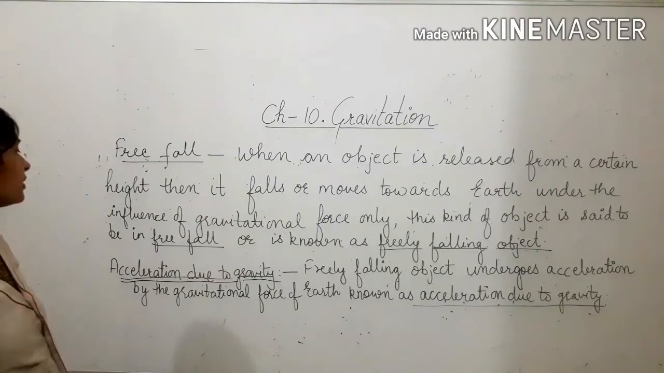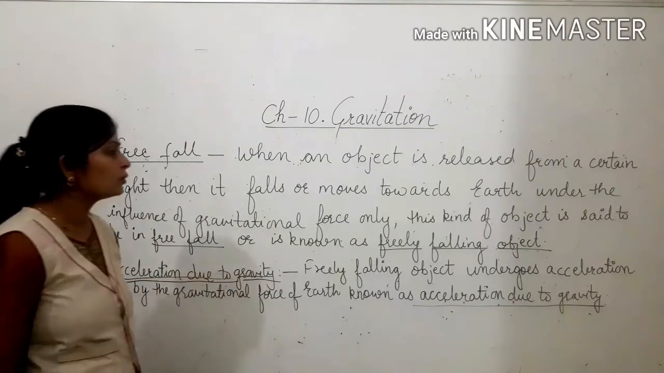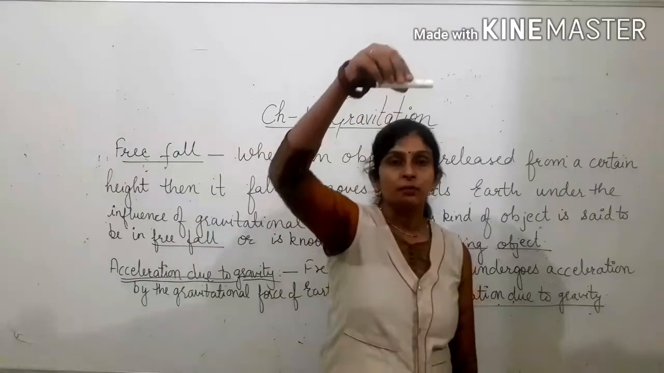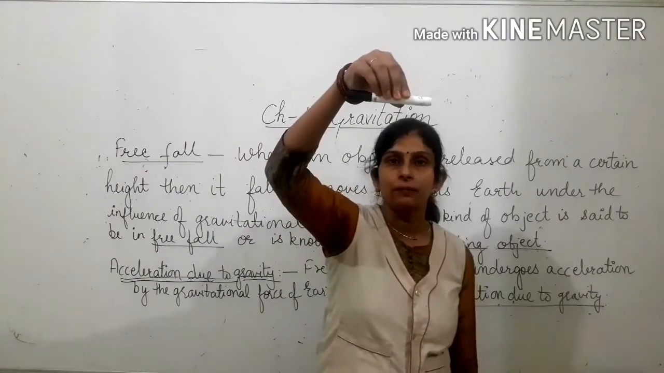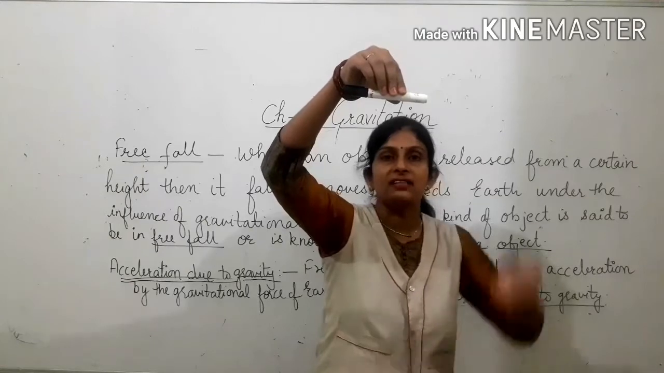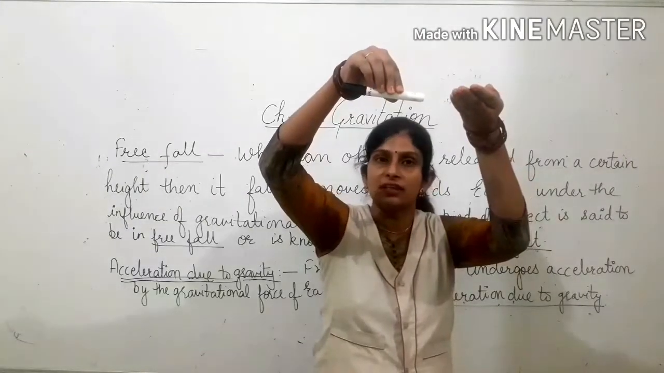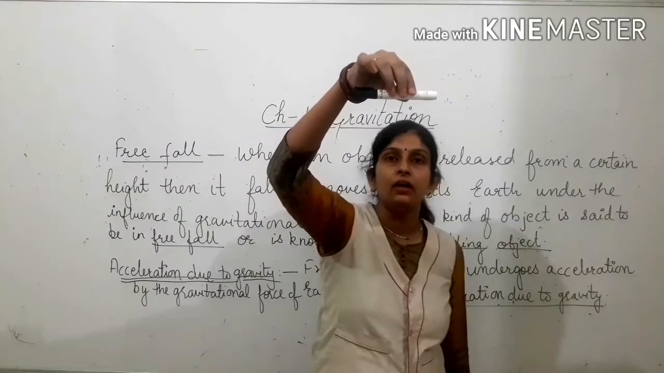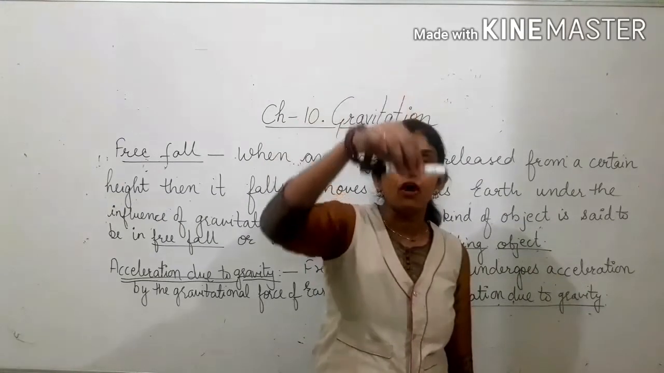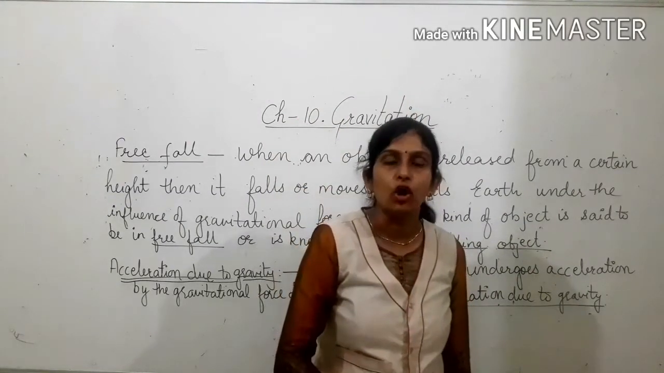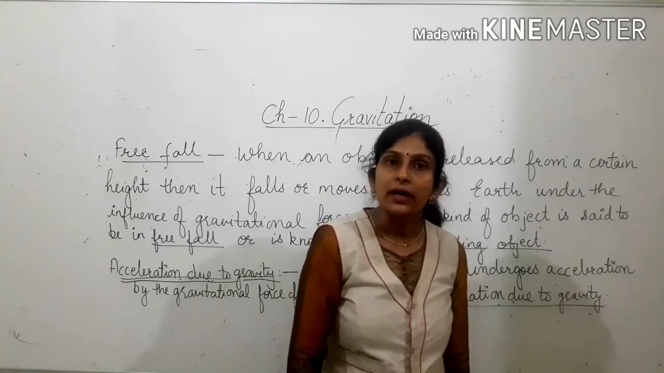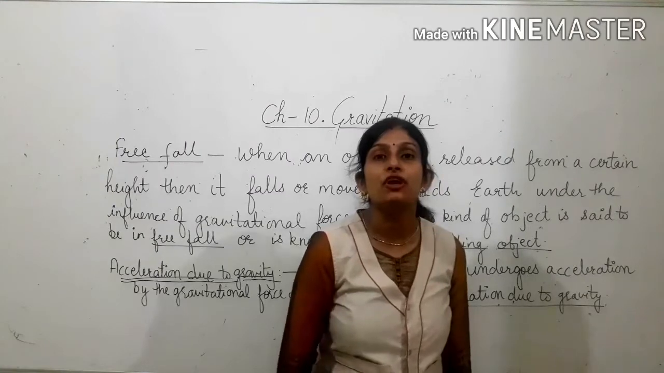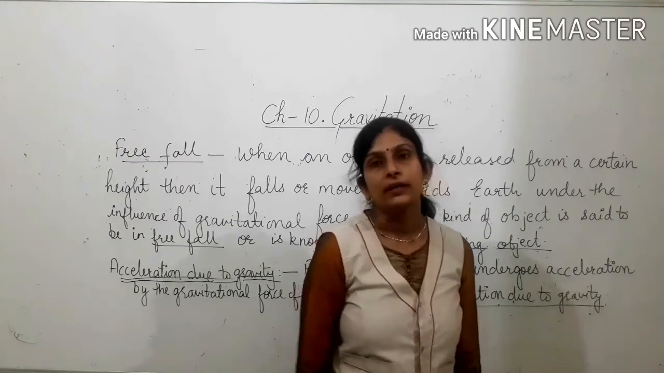This kind of object is said to be in free fall or is known as a freely falling object. Look at this marker. This marker is kept at a certain height from the ground or Earth's surface. Now, when it is released from this height, obviously it will fall or move towards Earth or ground. Why? Because it is under the influence of gravitational force only.